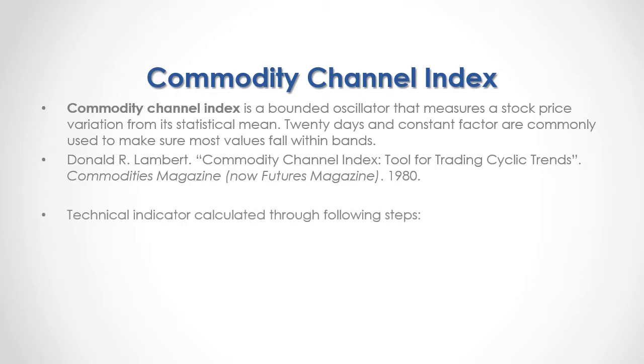The technical indicator is calculated through the following steps. A. Typical price calculation. Current period typical price is equal to, and then within the numerator we have the sum of high plus low plus close prices at time t, divided by 3.